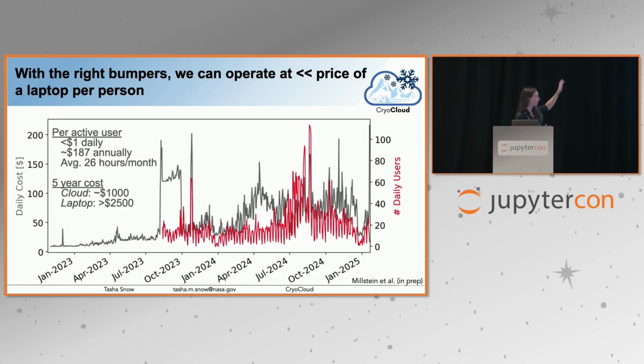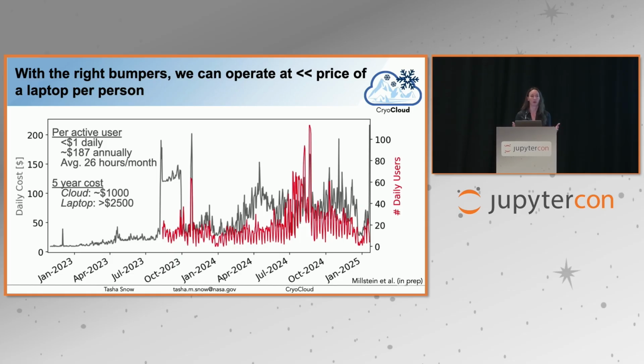So daily cost is in gray here, and daily users is in red. And the gray is a combination between compute and data storage costs. And we calculated it out, and per active user, we're spending less than $1 per day, $187 annual. And on average, our users are using 26 hours of compute per month. And over the course of 5 years, this is much less than the cost of a laptop.